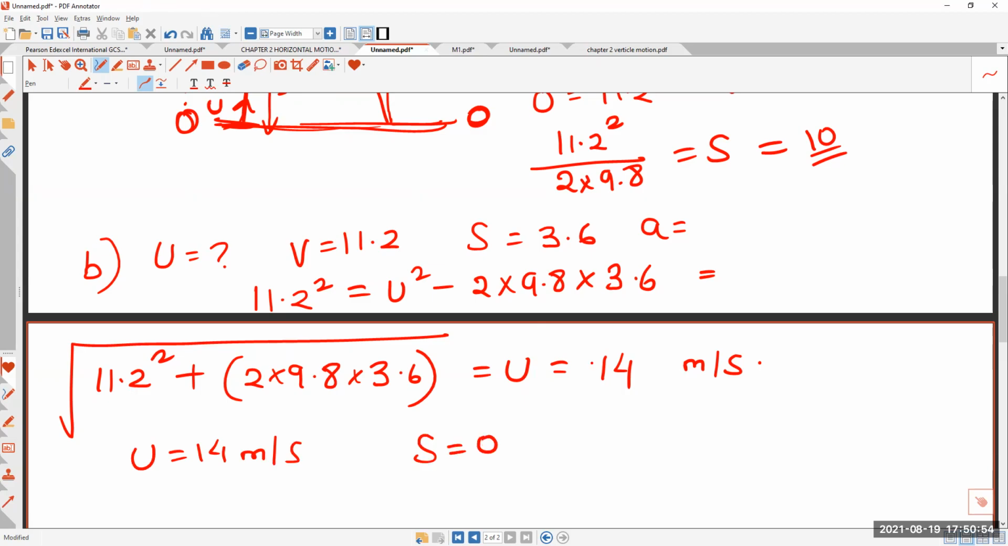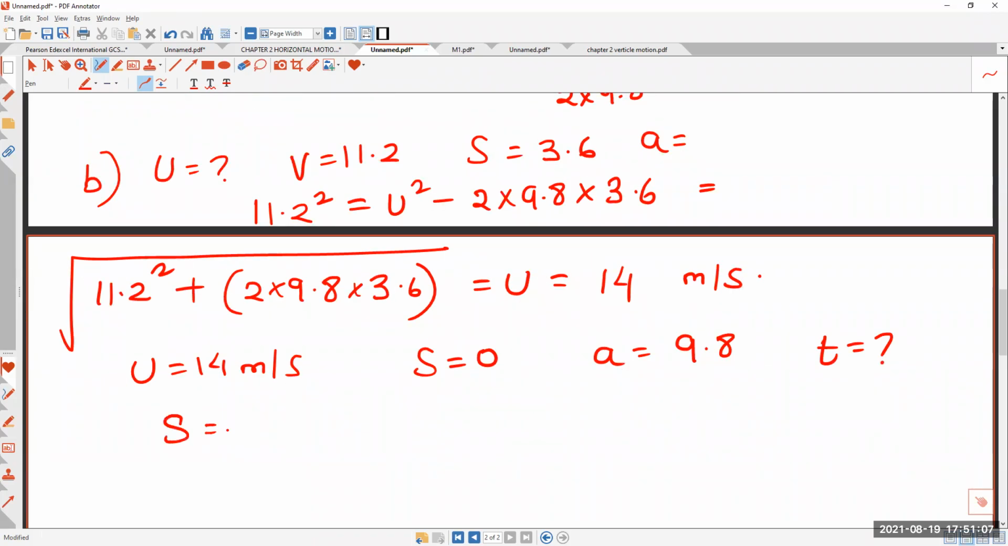0, na? Because it came back to O, na? Acceleration কত? 9.8. What do they want from me? The total time. So which formula? S equals to ut plus half at square. S কত? 0. U কত? 14t minus 4.9 t square.